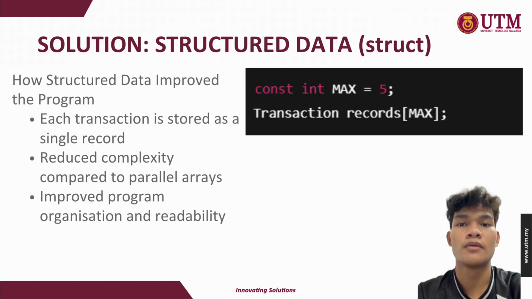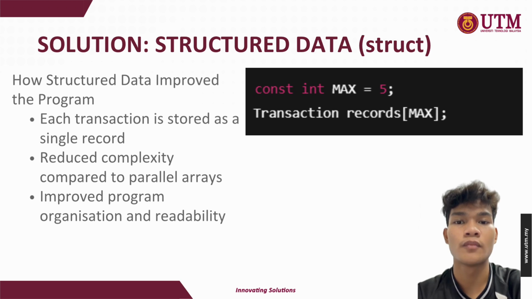To solve this problem, I used a transaction struct to store all related data in one record. Each transaction is stored as a single unit in an array with a maximum of 5 records. This approach reduced complexity, improved reliability, and made the program easier to manage. Overall, using structured data made the system more organized and efficient.